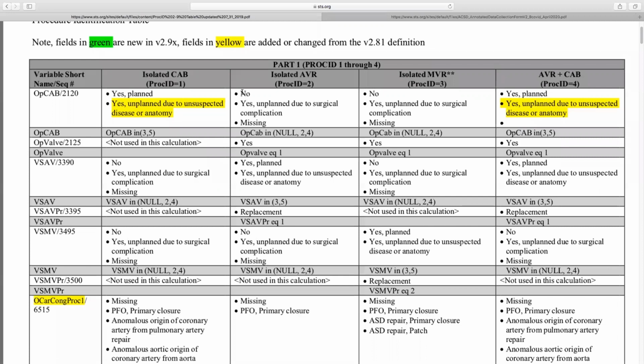The reason for that is the way the risk models work: if it was a complication due to a surgical procedure, during that procedure, it's like a you broke it, you bought it type of situation, and you need to fix it. Those outcomes will probably negatively impact your AVR, but that is something that should not have happened in the surgery, so it stays in the isolated category. So we'll keep with isolated CABG. We have yes planned, yes unplanned, and then the other valve is not used in this calculation. What does that mean? We don't even look at the other valve for this.